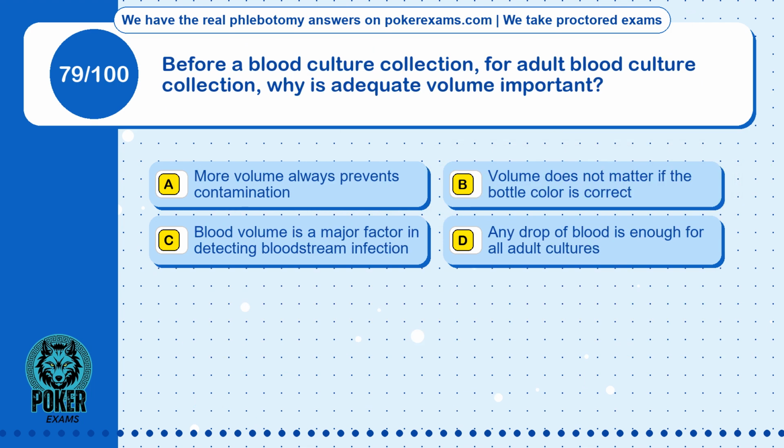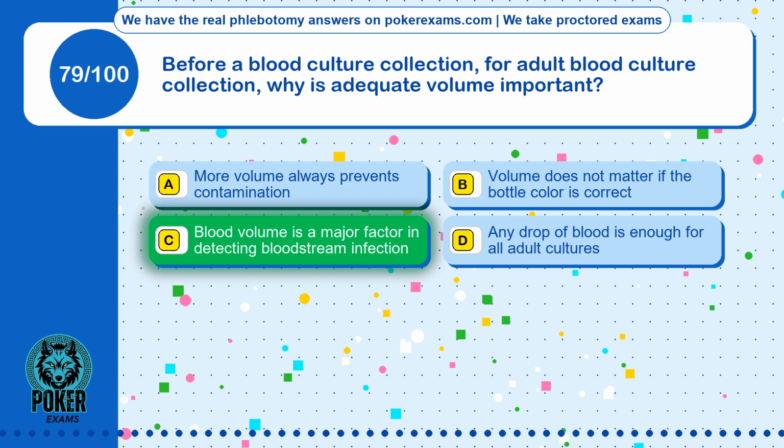Question 79. Before a blood culture collection, for adult blood culture collection, why is adequate volume important? Option A. More volume always prevents contamination. Option B. Volume does not matter if the bottle color is correct. Option C. Blood volume is a major factor in detecting bloodstream infection. Option D. Any drop of blood is enough for all adult cultures.